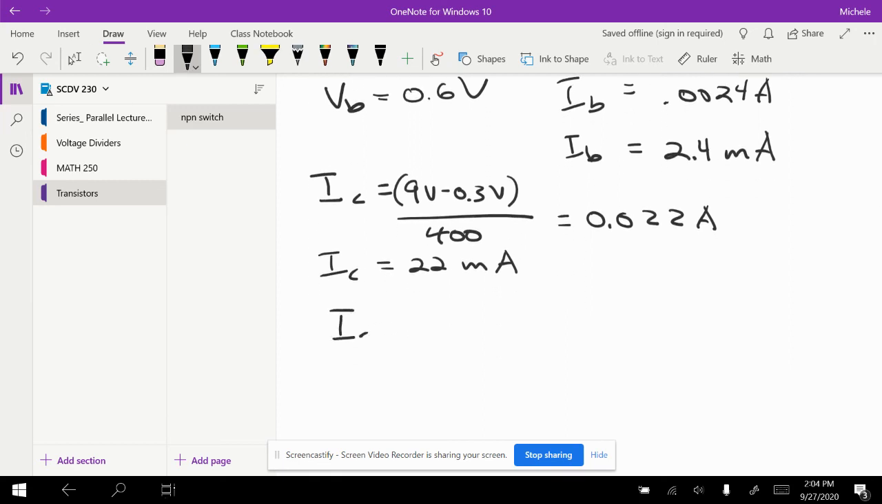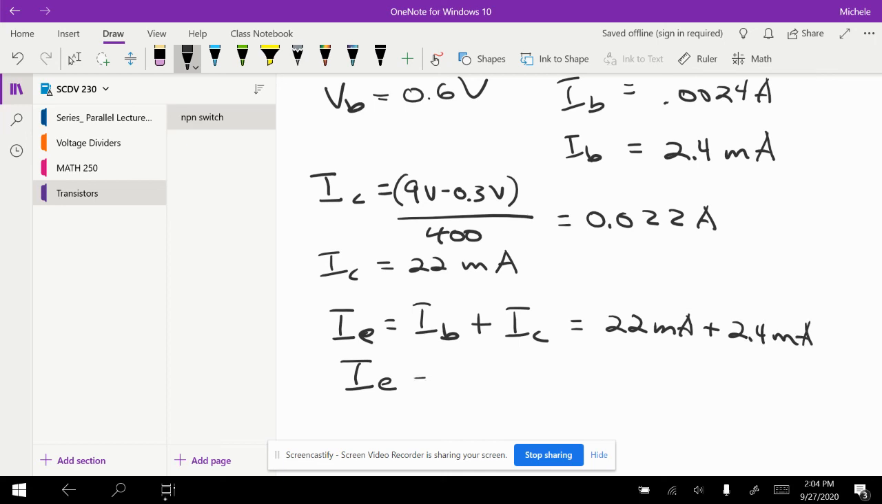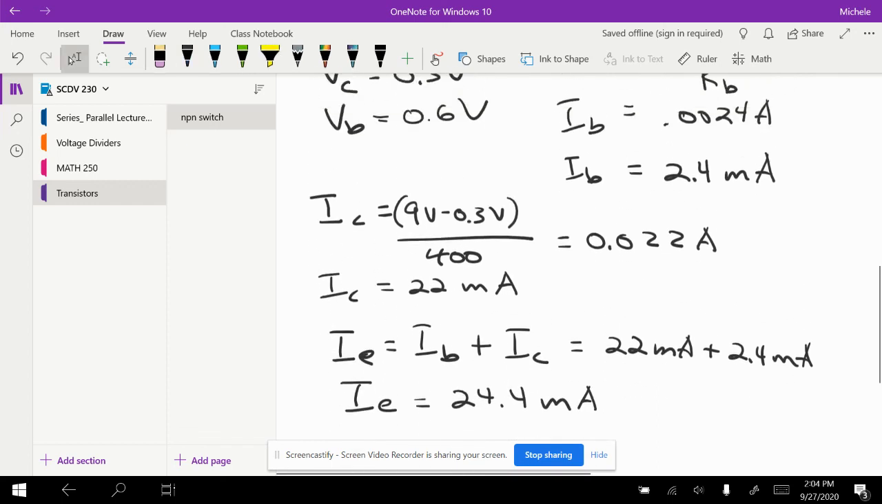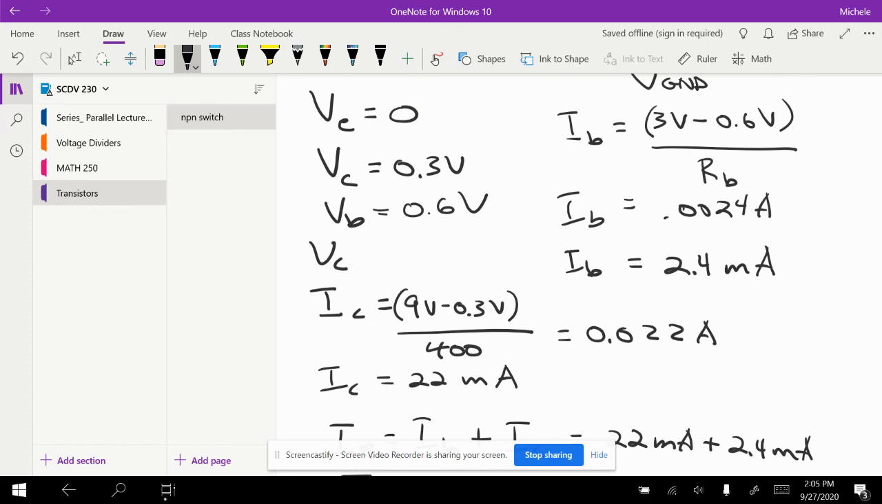Okay, and then what about IE? So IE is equal to the sum of IB plus IC. So adding them together, that's 22 milliamps plus 2.4 milliamps, and I get 24.4 milliamps. So that gives me all of them. So then I think I forgot, VCE is equal to 0.3 volts.